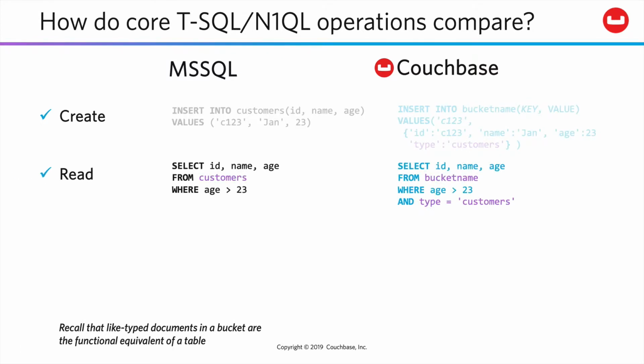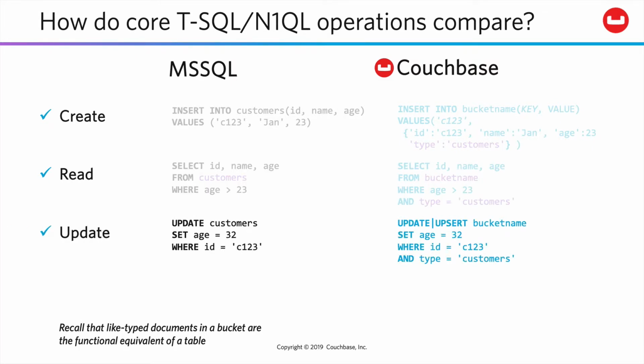Read operations are syntactically identical in many respects, except that you are selecting document fields from a bucket rather than columns from a table. Once you recall that in a JSON document database, like-typed documents are conceptually analogous to a relational table, you should see how familiar this flexible new environment can be. As you'll also see ahead, filtering and indexing are very similar to what you already know.